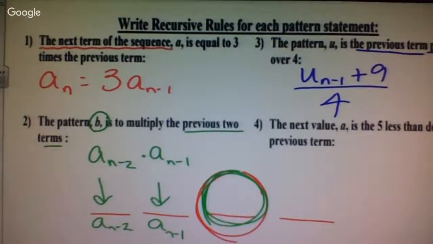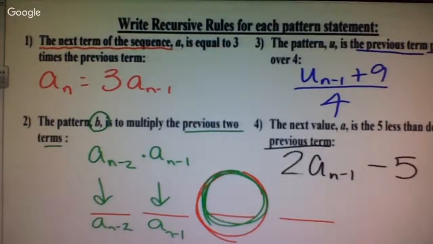I need the previous term for this one: a sub n minus 1. Now, what am I doing to that previous term? Something less than double the previous term. So how do I write 5 less? Minus 5, and put a 2 in front of A because I'm doubling the previous term, so that means I'm multiplying it by 2.